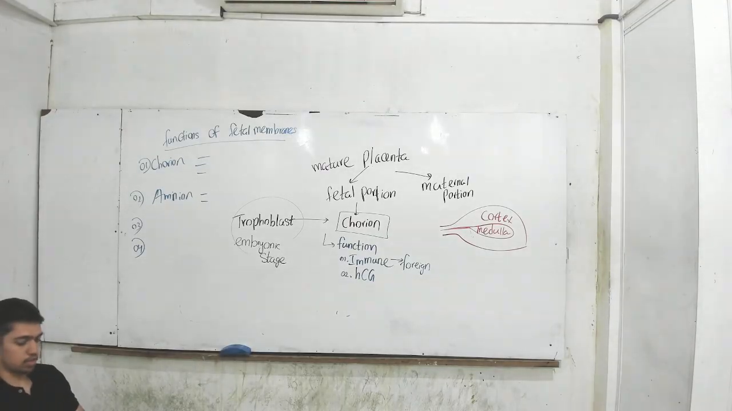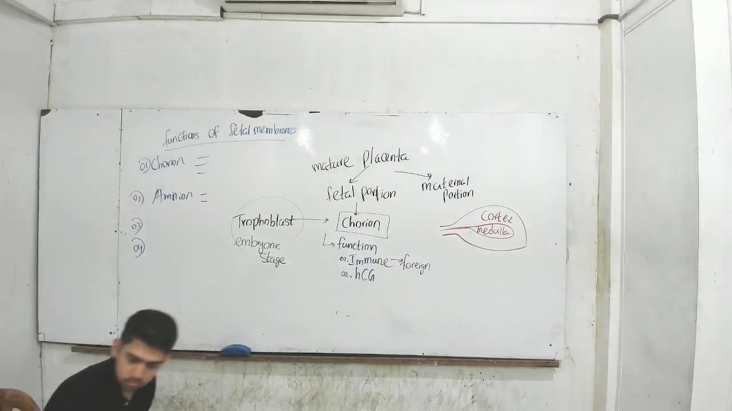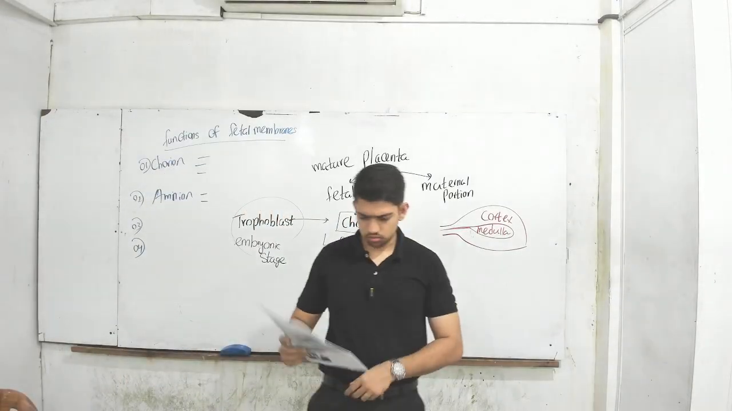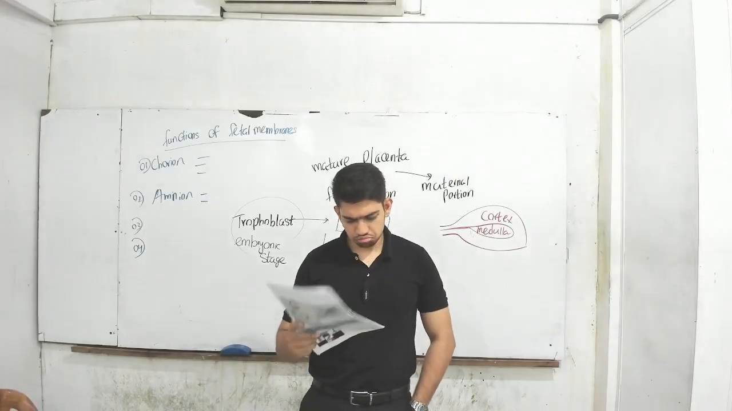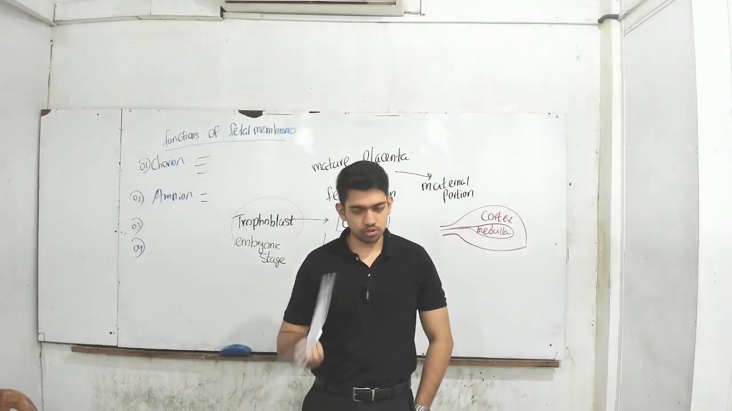Okay. What's the answer? 3. Okay. 28. Human development: amnion produces HCG.